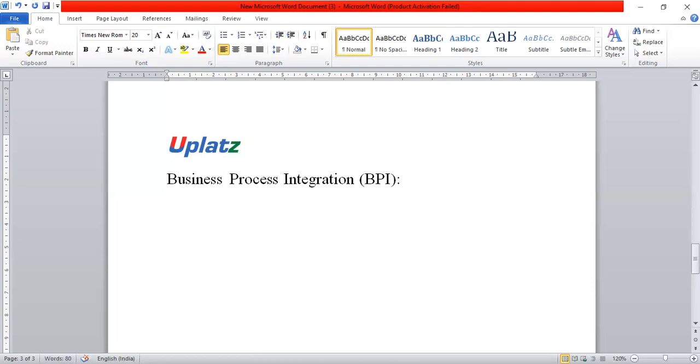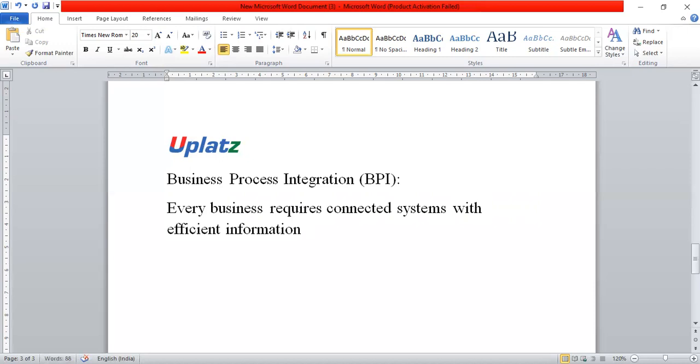Now I will explain you. Every business requires connected systems with efficient information flow from one business process to another.